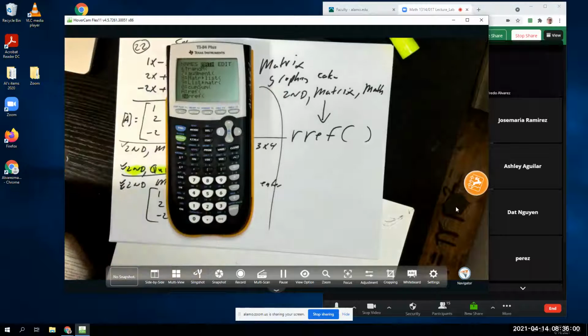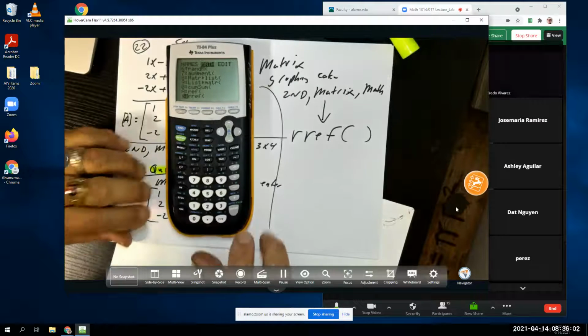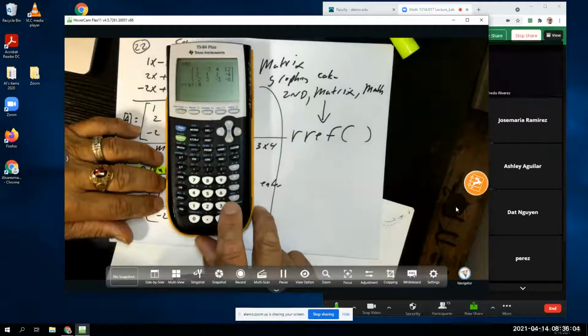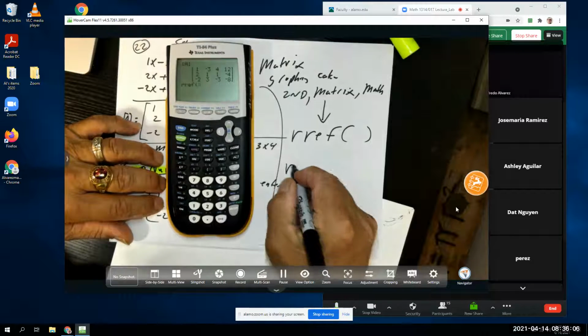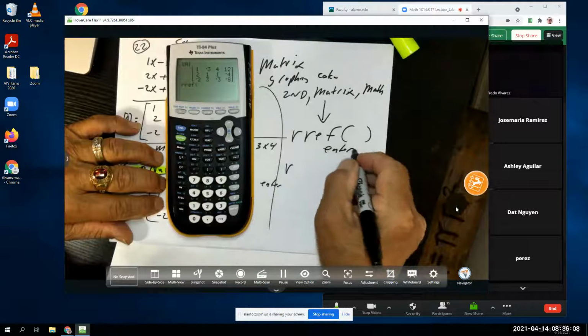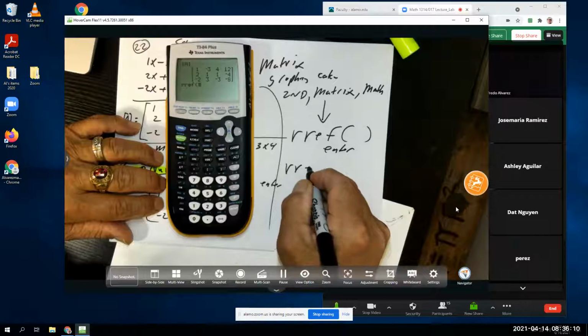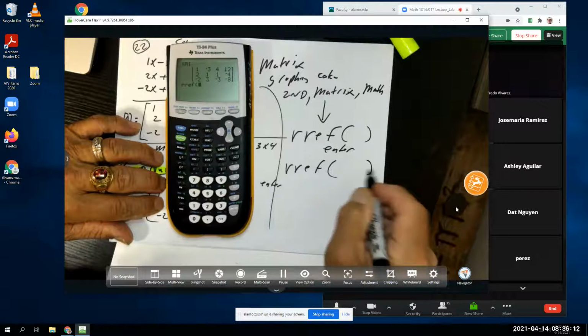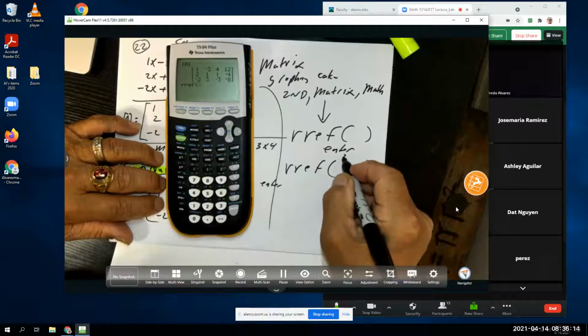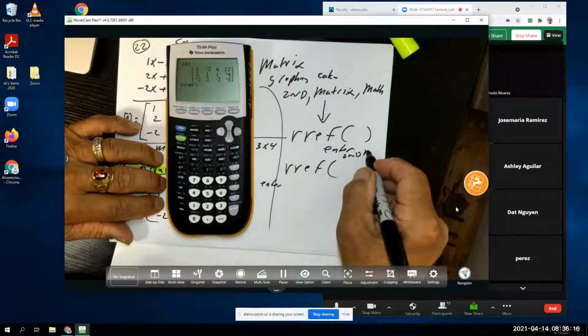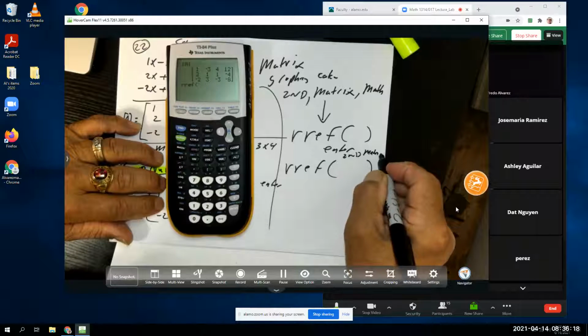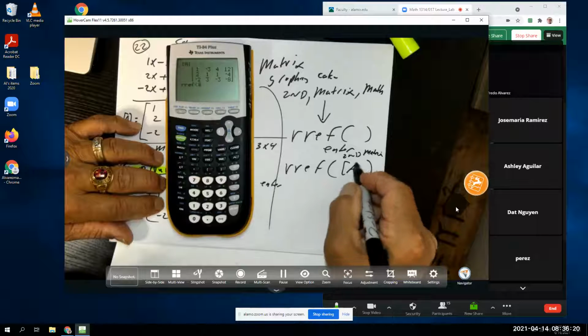So now, once I get there and I hit enter, okay, it's going to say this. It's going to say RREF of what? Well, inside here, I need to put the A, so you're going to go like this. Second, matrix, A. Okay, so ready?